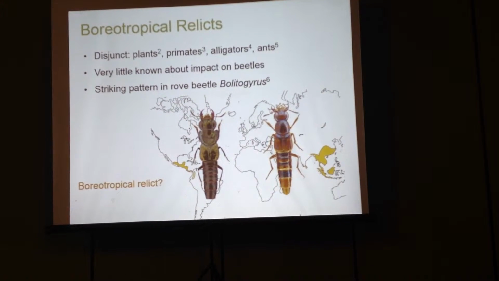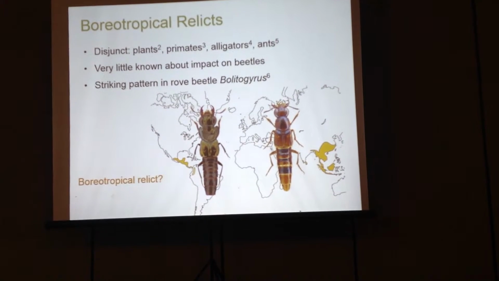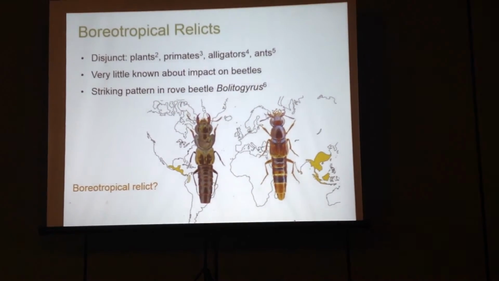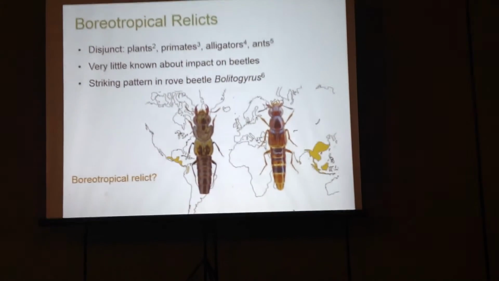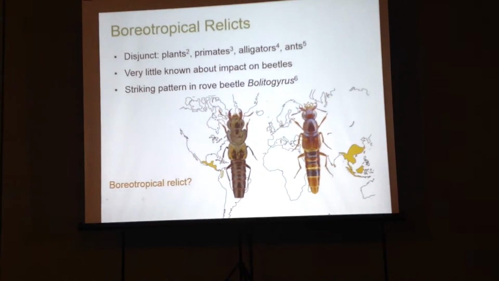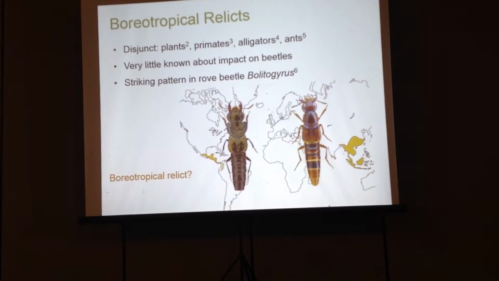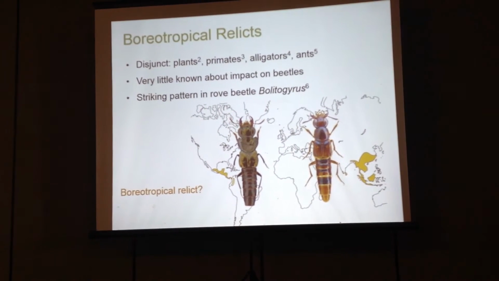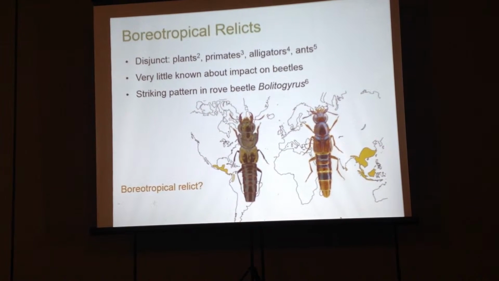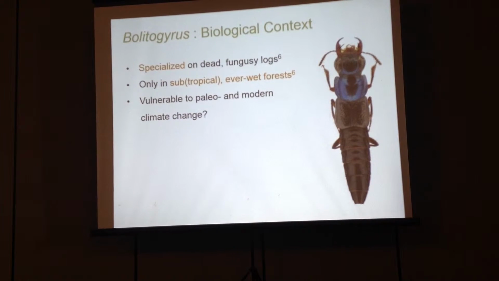And there are a number of studies coming from plants, primates, alligators, and ants that explore and explain the current ranges in terms of boreotropics. But of course, with all respect to these groups, especially to alligators, I must say it's a pity that none of the staphylinid groups, a group with about 70,000 described species and many funny distribution patterns, was ever explored in this way. So that's why Adam began his work on Bolitogyrus.